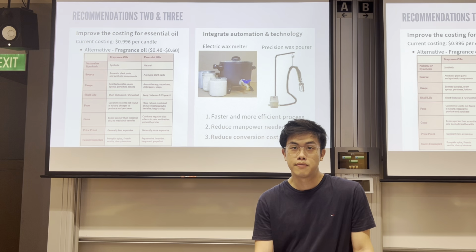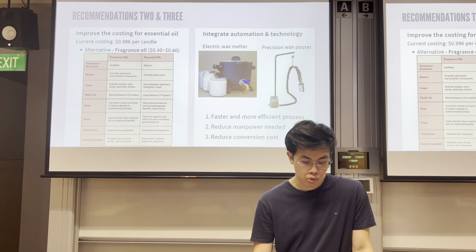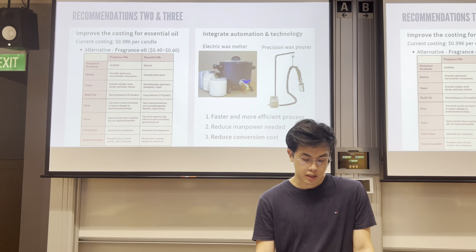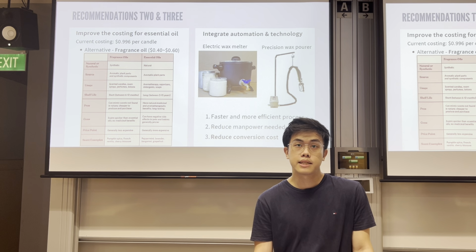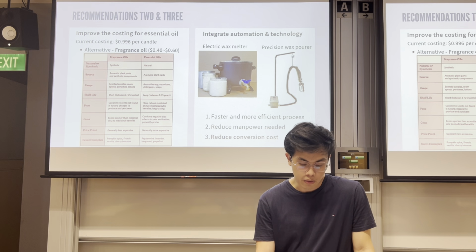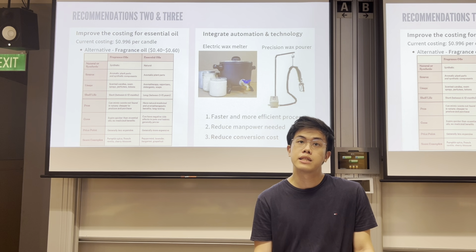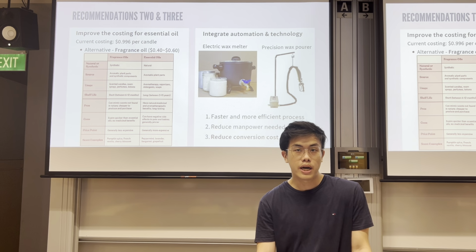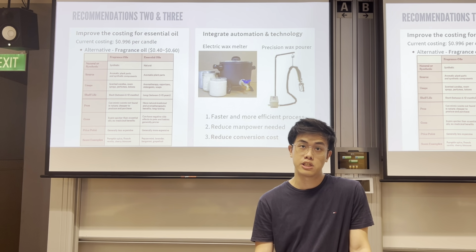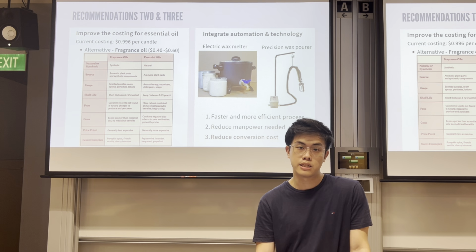For our second recommendation, we're considering improving the costing for the essential oil, because the current costing of essential oil is 0.996 per candle. That is about 1/7 of our new unit cost. We suggest an alternative, which is fragrance oil, which costs roughly 40 to 60 cents. Why is this so? Because fragrance oil is significantly cheaper as it's a synthetic product, but it's still able to mimic and produce the same quality of scent.